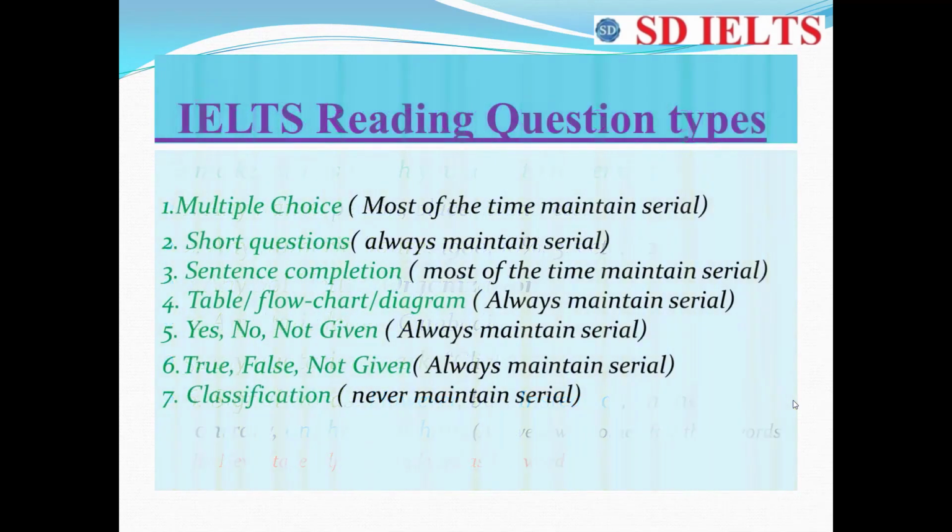Let's go to the reading question types. There are 12 to 14 types of questions, and different questions have different strategies, and you need to know the individual strategies for the individual questions. You will find multiple choice, short questions, sentence completion, table or flowchart, diagram, yes no not given, true false not given, classification. And you need to know which questions maintain the serial order and which don't.